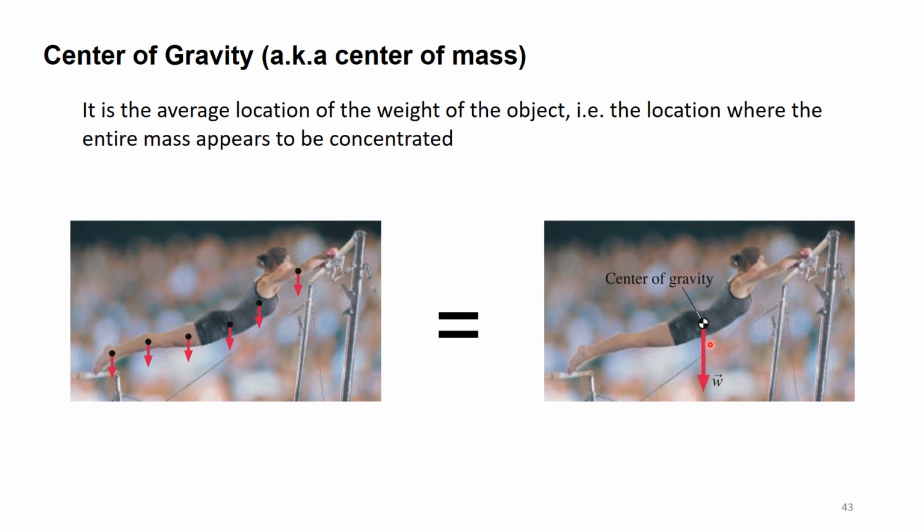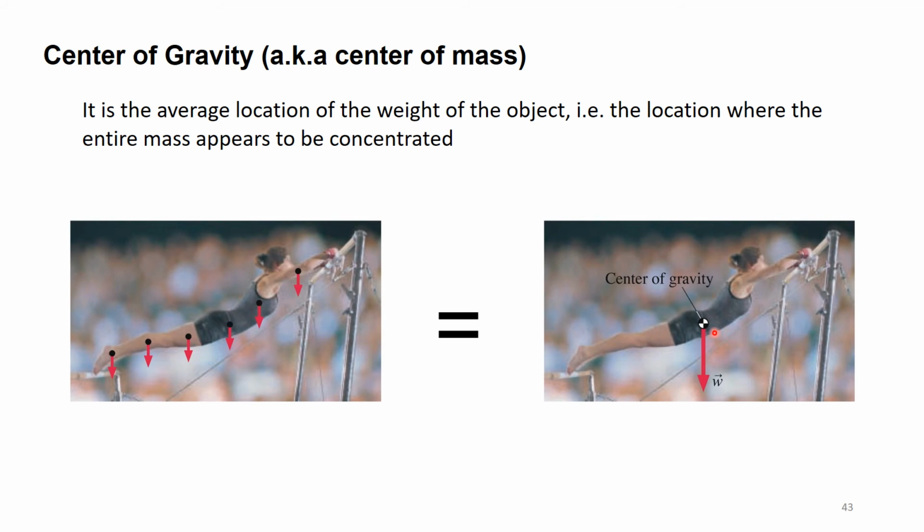Now, where do you draw this arrow from? Because remember, location is important when you have a rigid body. So you draw an arrow from what we call the center of gravity, also called the center of mass. So this single arrow effectively represents the weight of all these points on the gymnast.